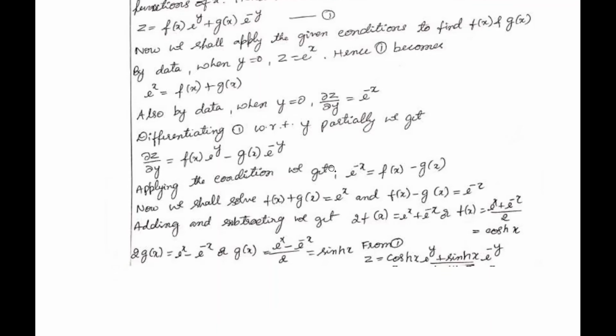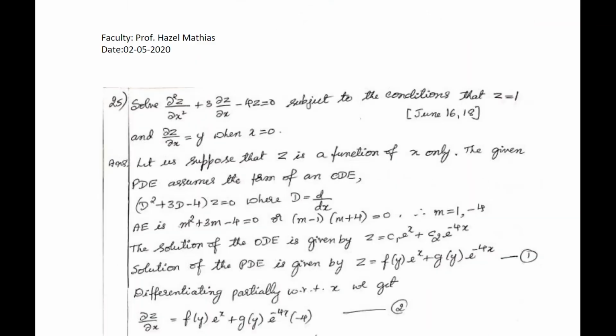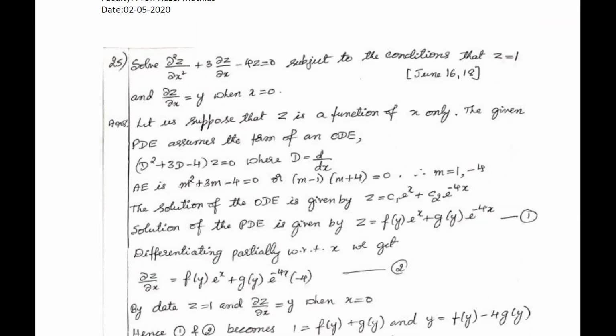So we have got the value of f of x and g of x. Let's substitute this value in equation 1. Here we will put f of x as cos hx and g of x as sin hx. So we will get cos hx into e power y plus sin hx into e power minus y. So that is the solution of the given partial differential equation. Let's move on to the next question.